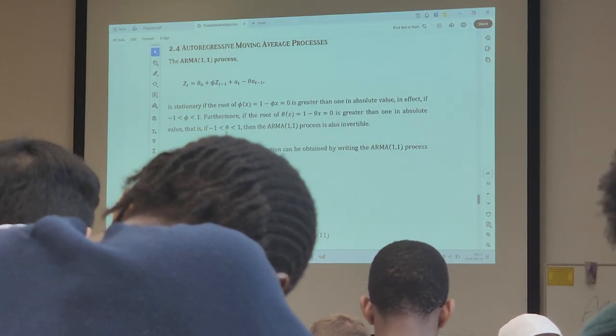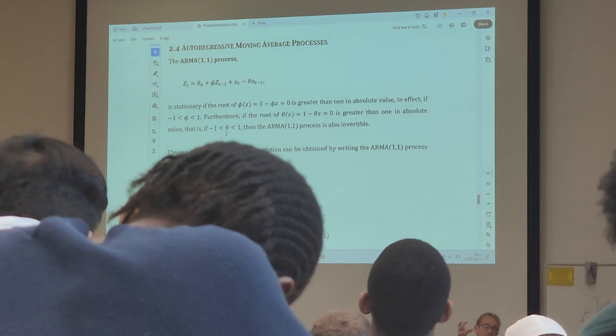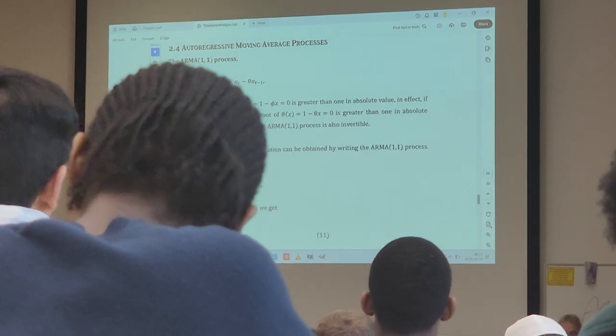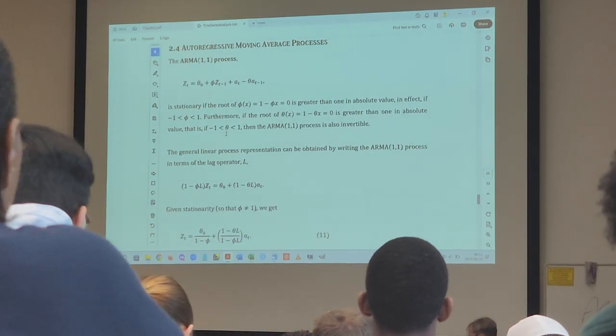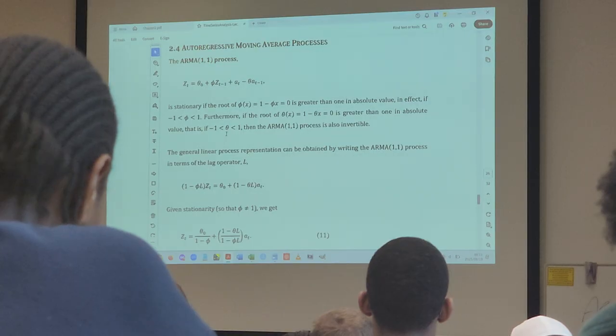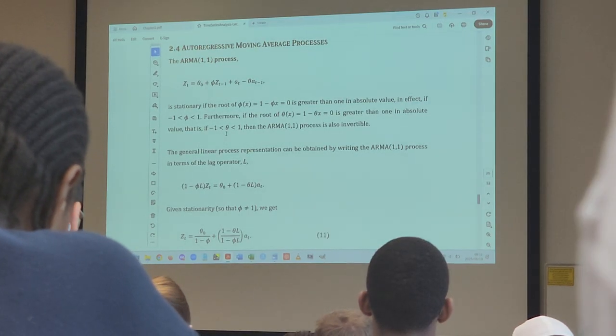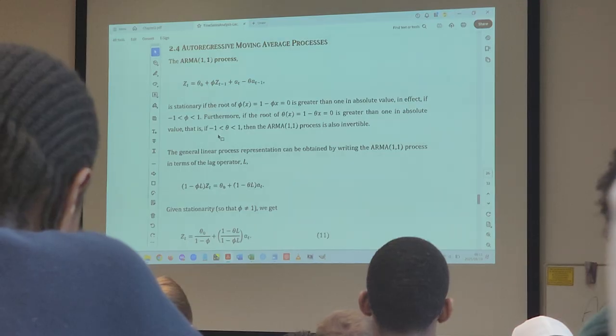Invertibility is where we want a one-to-one relation between the parameters that have an effect on the autocorrelation function and the autocorrelations. We want a one-to-one relation. So for that reason, we then restrict the parameters. So for the ARMA(1,1), theta between -1 and 1.